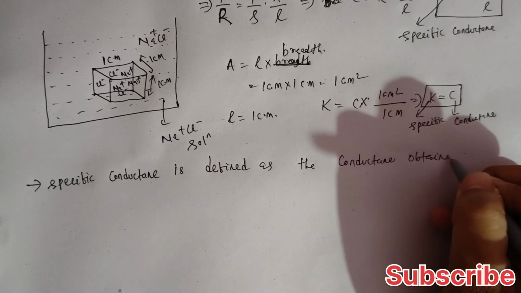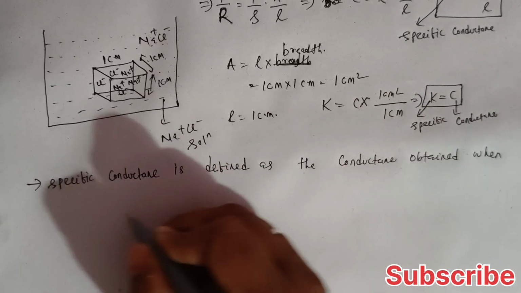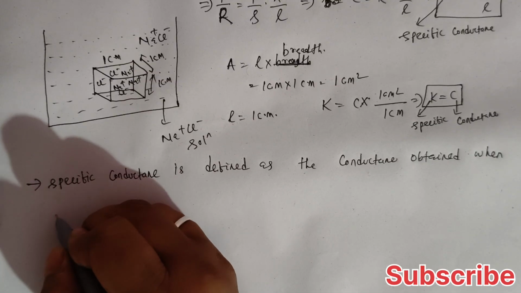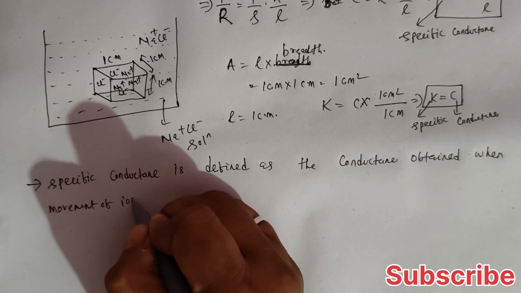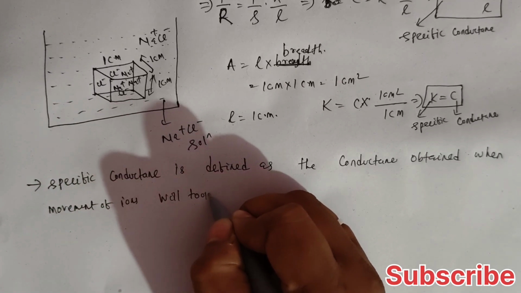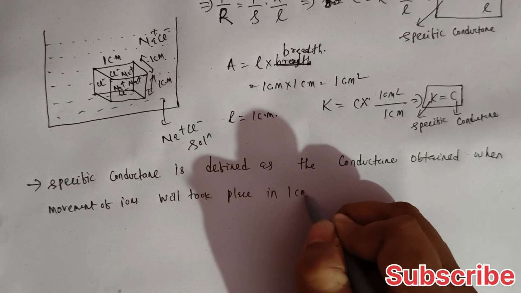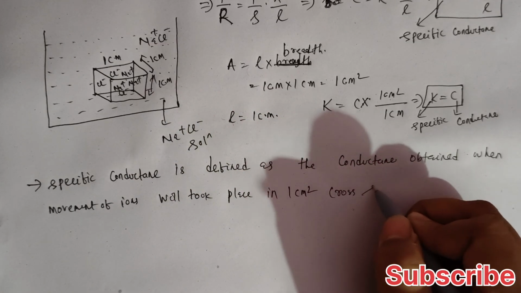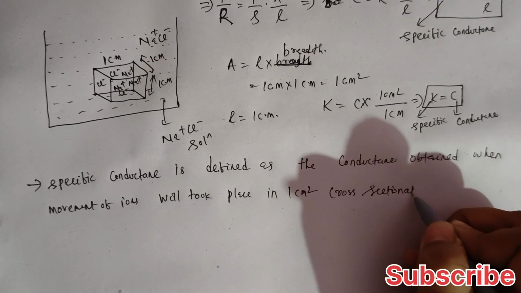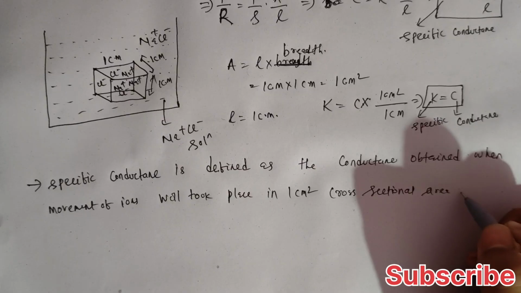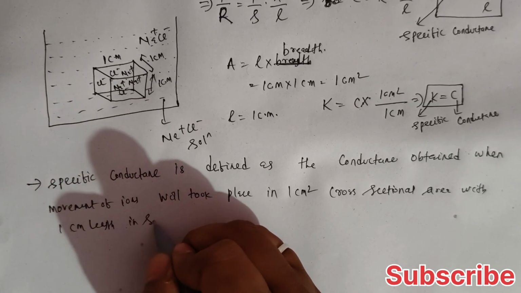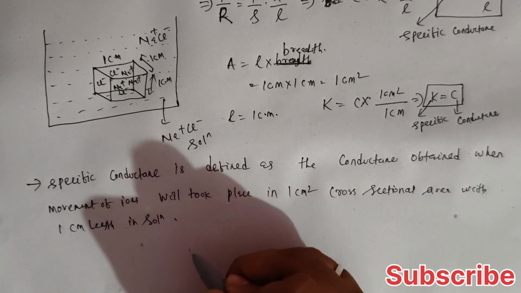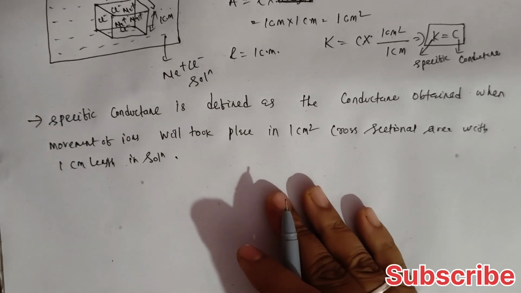obtained when movement of ions takes place in 1 centimeter square cross sectional area with 1 centimeter length in solution. Clear? Very simple.